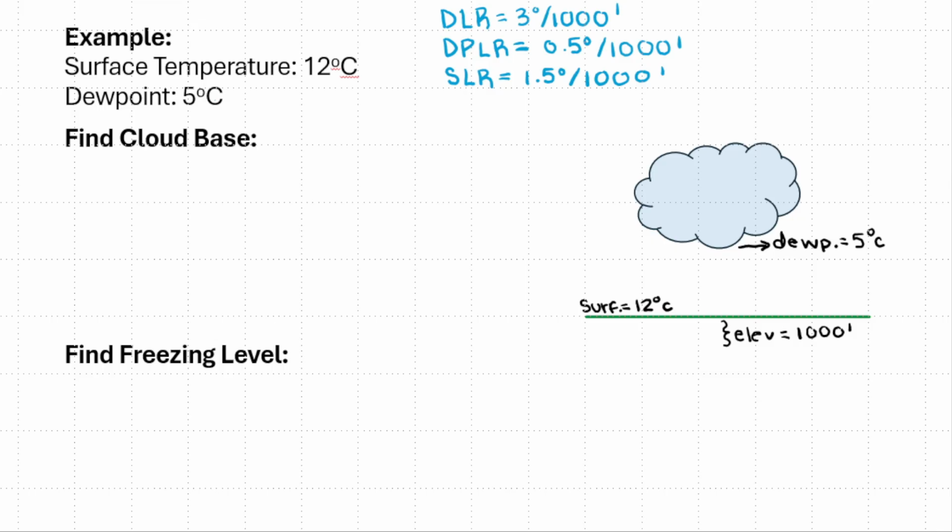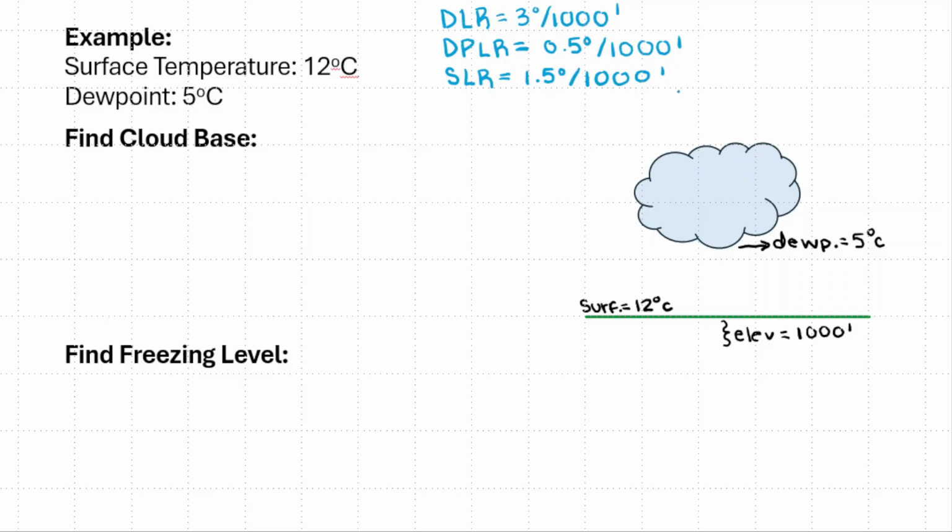In our example today, our surface temperature is going to be 12 degrees, as you can see here, and our dew point is going to be 5 degrees. Okay, I wrote a couple lapse rates that we're going to need to know up here. So our dry adiabatic lapse rate, as we know, is 3 degrees per 1,000 feet. And the other one you commonly hear is your saturated adiabatic lapse rate, which is 1.5 degrees per 1,000 feet.